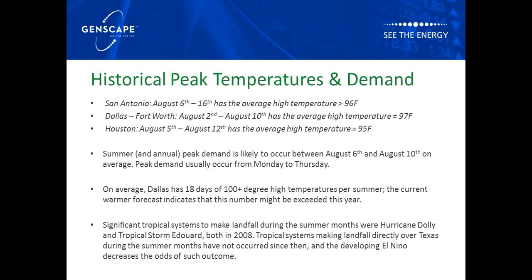On average, Dallas has 18 days of 100-plus degree high temperatures for the year. The current warm forecast indicates this number may be exceeded. And as far as tropical storms are concerned, we haven't seen a tropical storm during the summer months since 2008 with Hurricane Dolly and Tropical Storm Edouard, and we're not expecting any tropical storms or hurricanes this year.